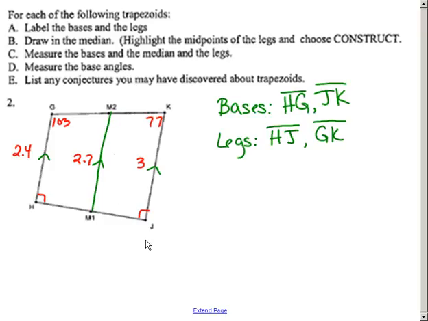Angle H is supplementary with J. Angle G is supplementary with K. I have parallel lines then with JK and GH. And because I constructed the median from the midpoints, I also have that parallel to my two bases.